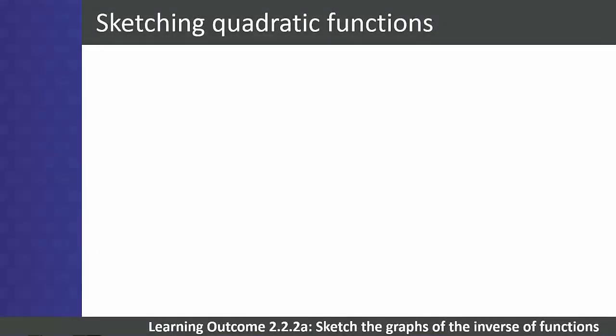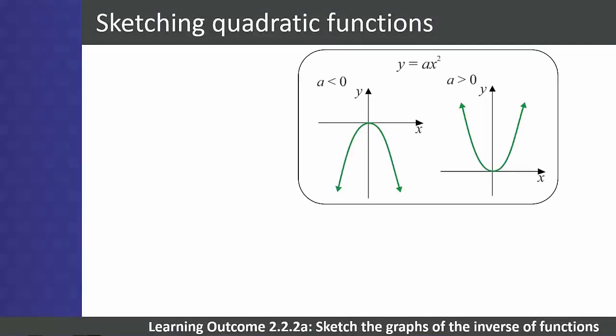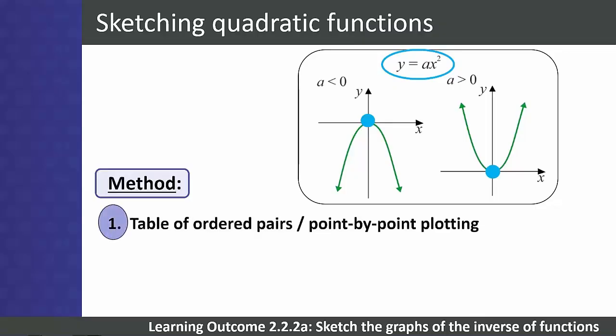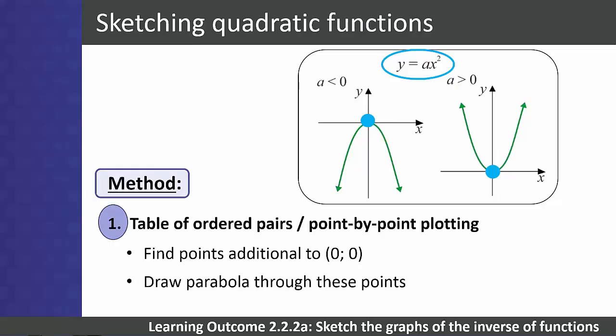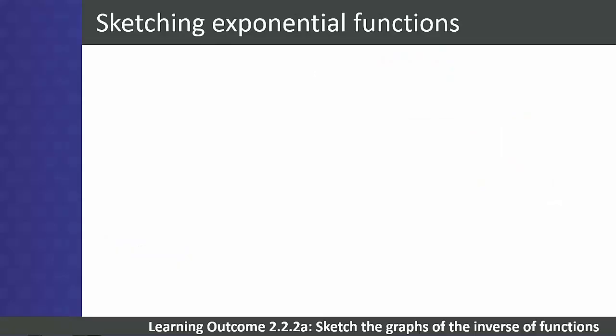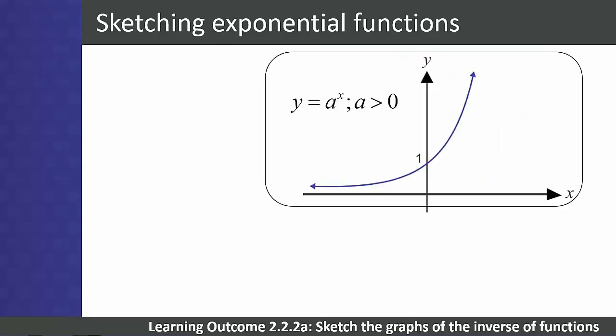Students should remember how to sketch quadratic functions from levels 2 and 3. In level 4, we only have to work with quadratic functions in the form y equals ax squared. Because this form of quadratic function always passes through the point (0, 0), the best way to plot the graph is to find a few more points using a table of ordered pairs and to draw the parabola through these.